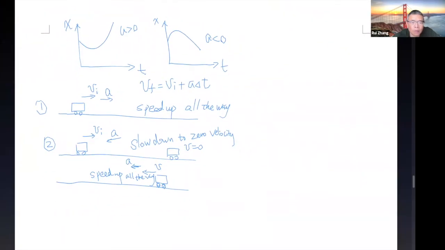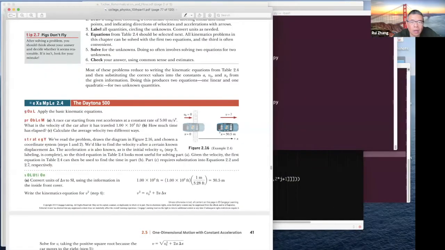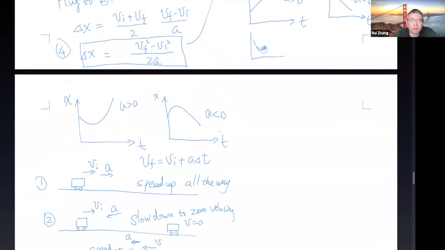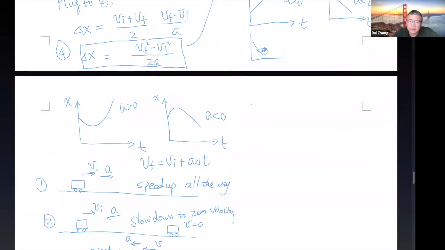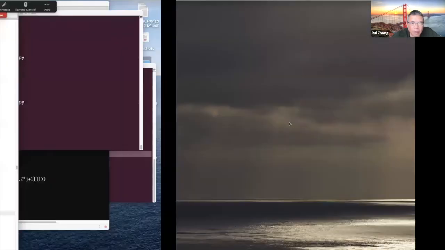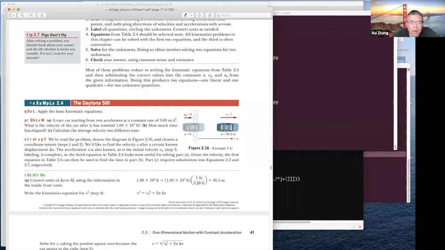Let me see, example 2.4. So again, this is one-dimensional motion, right? So I'm going to just draw this straight line here, and then draw the car here. There's going to be an acceleration going this direction. Now let's specify what we know in this problem. Actually, they already drew it here as well.